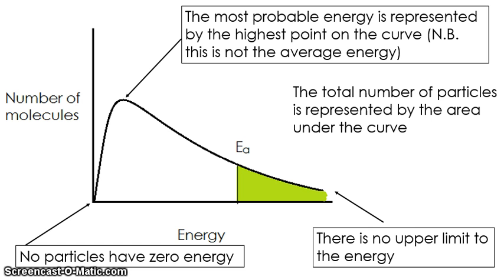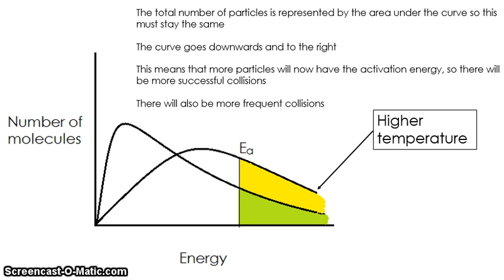Okay, so we can use the Maxwell Boltzmann distribution to explain what happens when we change the temperature of a reaction and why that leads to an increasing rate of reaction. So I'm going to show you on this slide. There's two lines there. Okay, so the first one is exactly the same as I had on the previous slide.